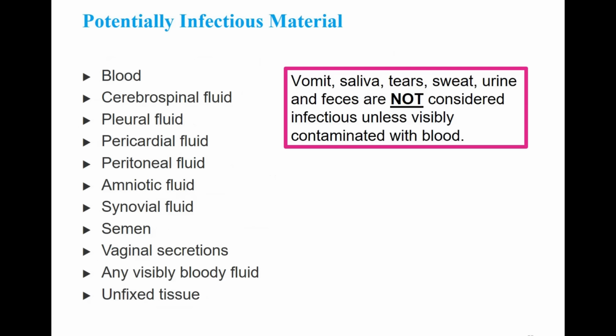The following are considered potentially infectious materials: blood, cerebrospinal fluid, pleural fluid, pericardial fluid, peritoneal fluid, amniotic fluid, synovial fluid, semen, vaginal secretions, any visibly bloody fluid, or unfixed tissue. Vomit, saliva, tears, sweat, urine, and feces are not considered infectious unless they are visibly contaminated with blood.